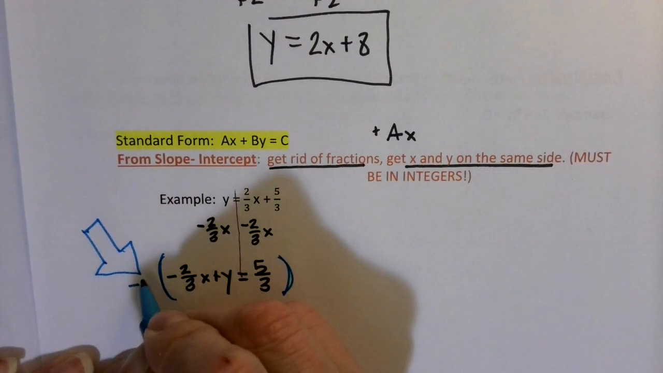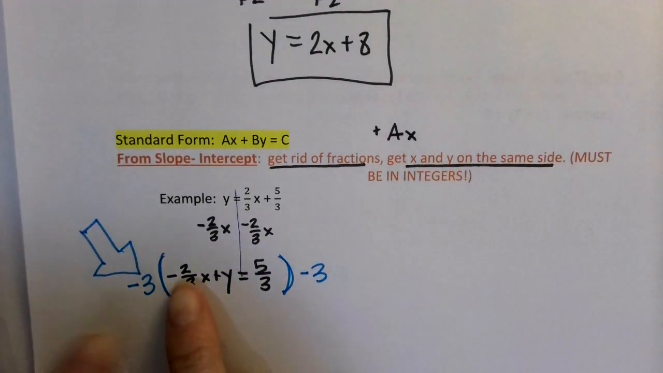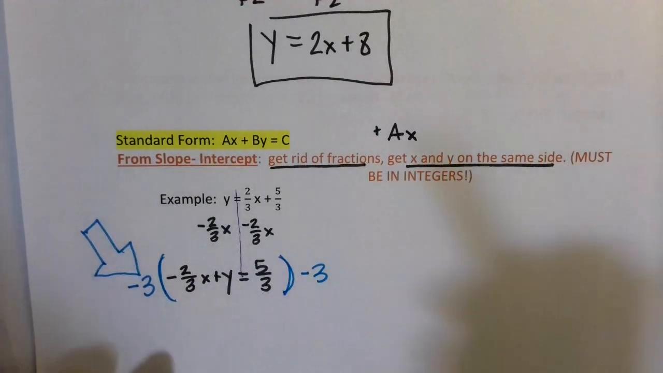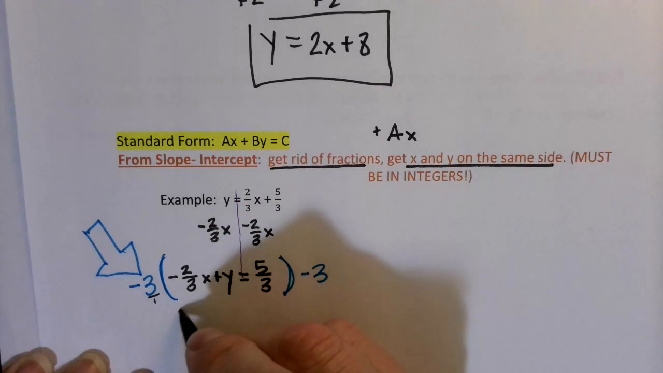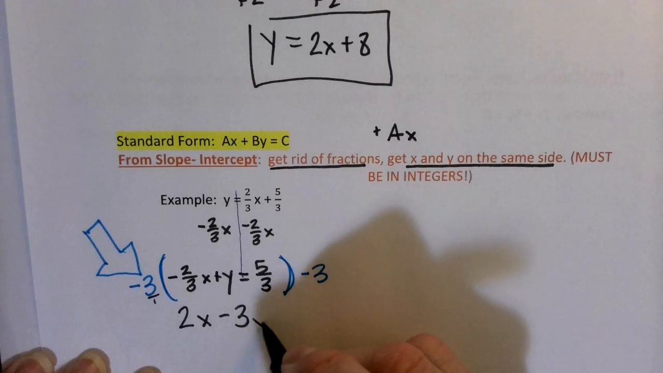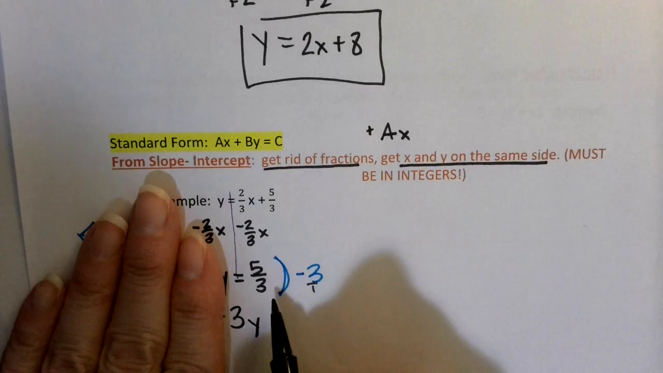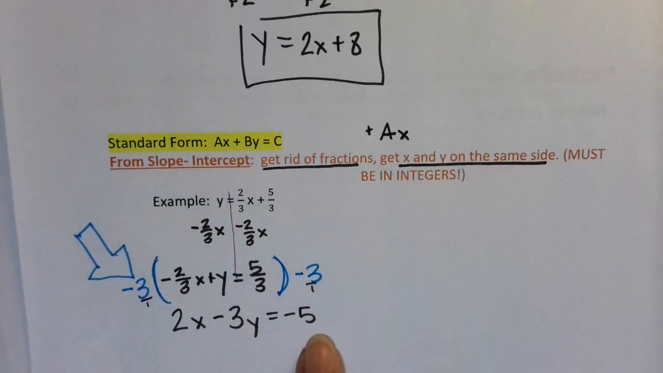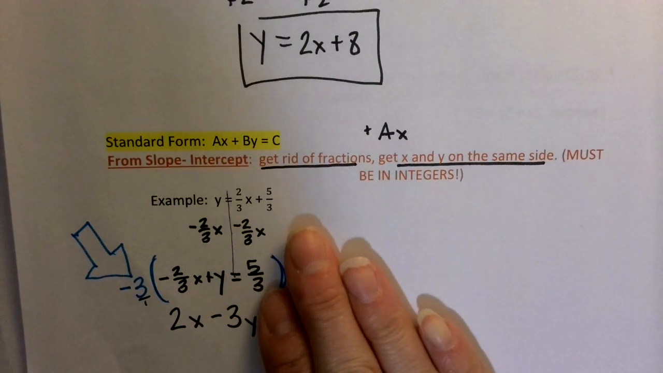I'm going to multiply by negative 3 on this one. Now multiplying by negative 3 is going to turn this term positive, and it's also going to get rid of my denominator. So this would be like 3 over 1. So this would be 6 over 3, or 2. Negative 3 times y will be minus 3y. And then this will be like a 1. So that'll be negative 15 over 3, or negative 5. So I have all integers, no fractions. I've got x before y, and x and y are on the same side.